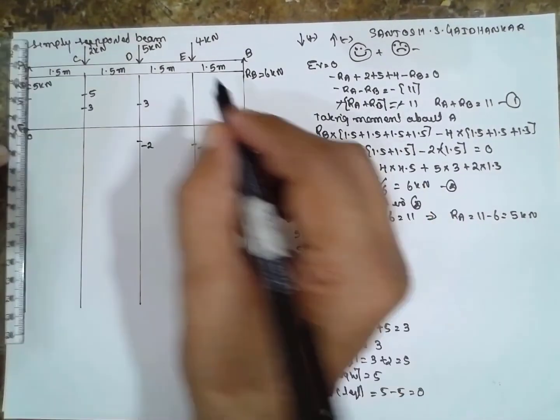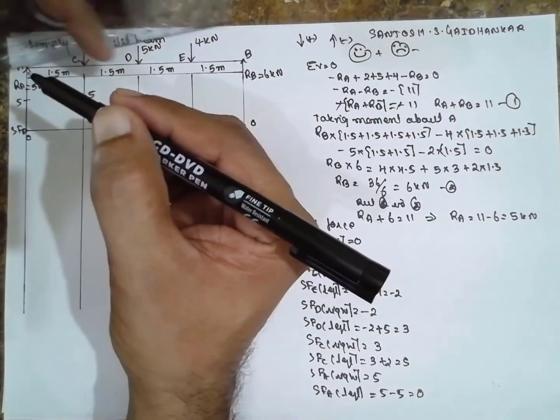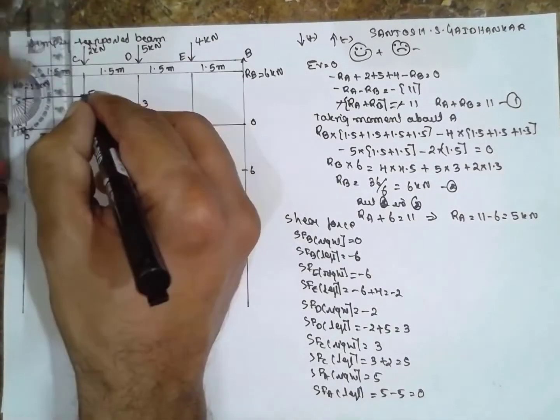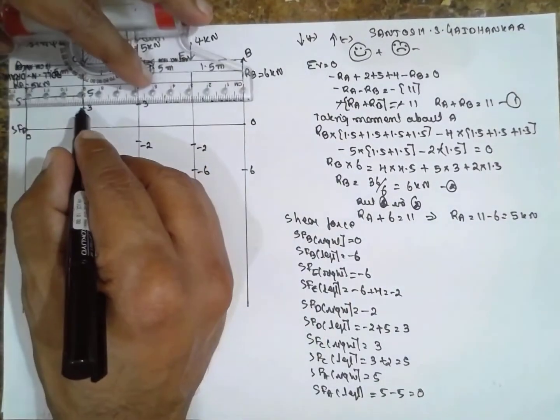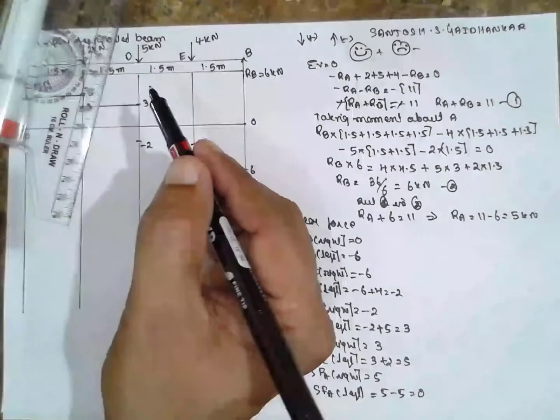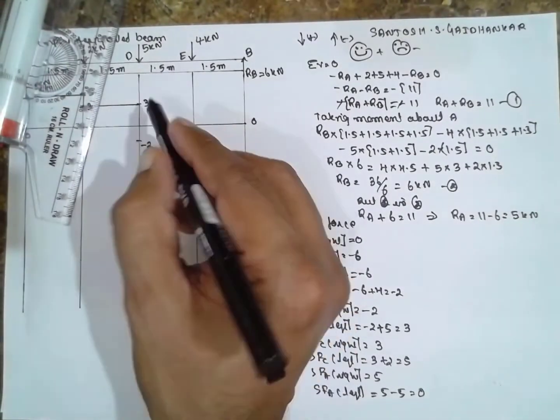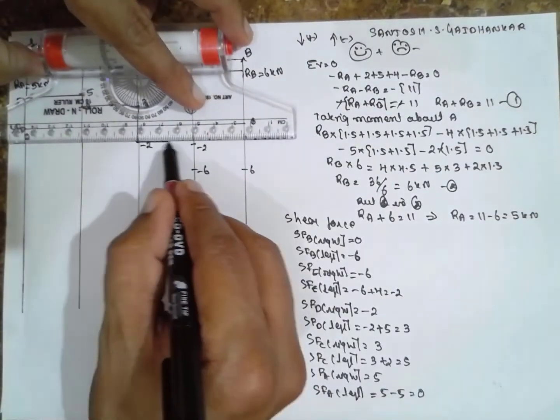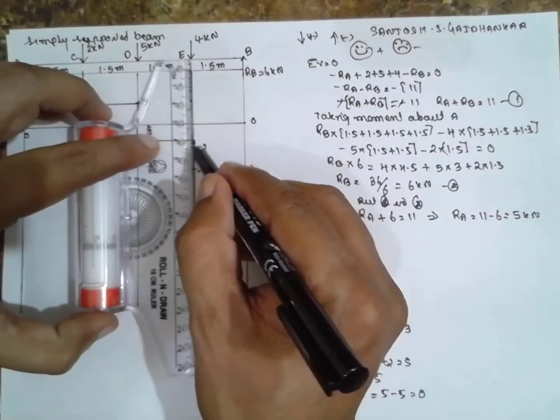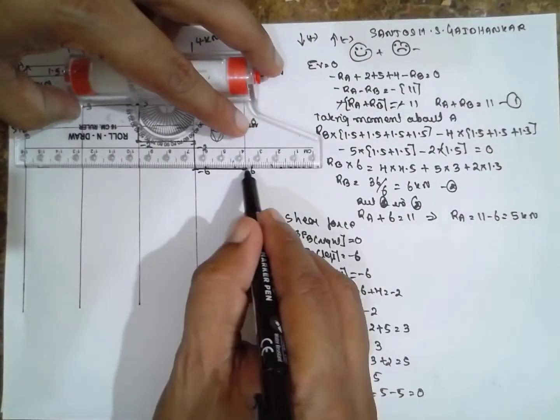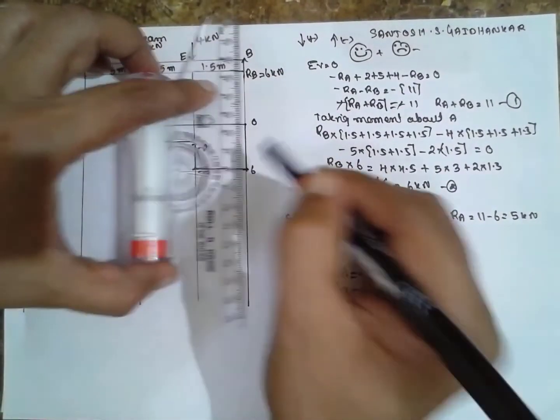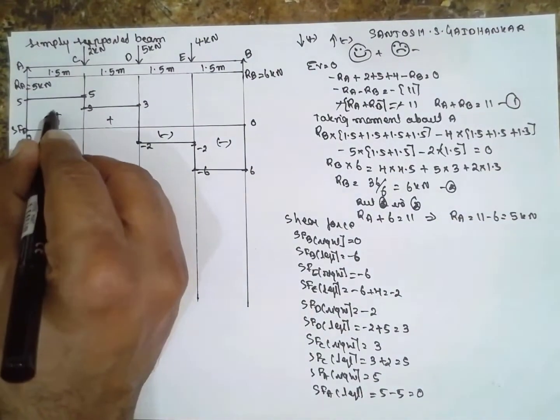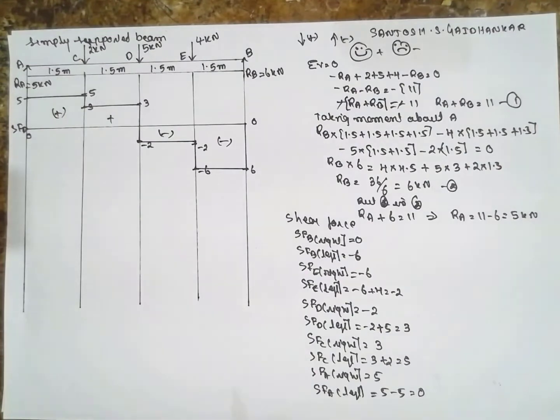Now complete the diagram. There is no UDL, therefore straight lines. Negative, positive. We have completed the shear force.